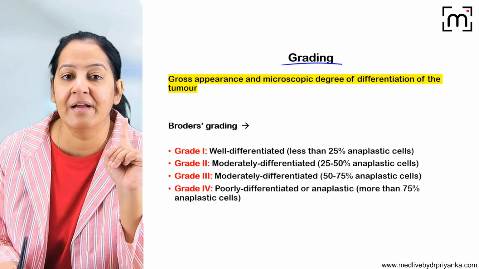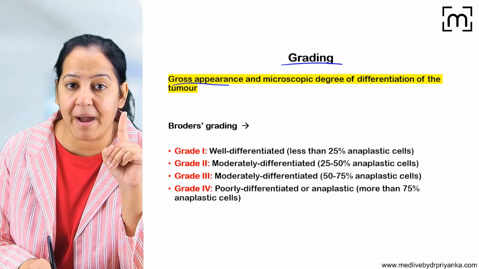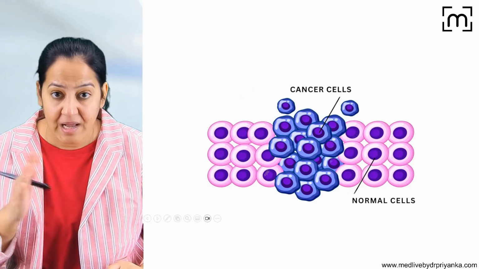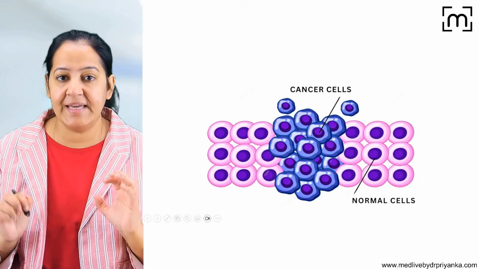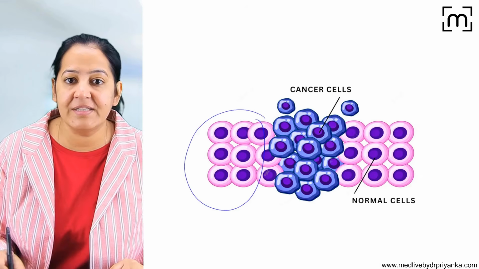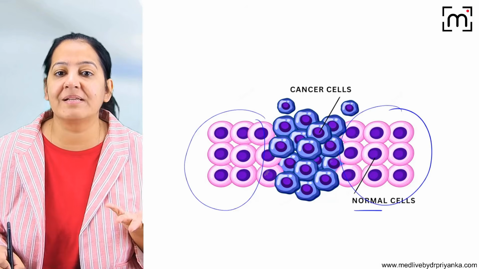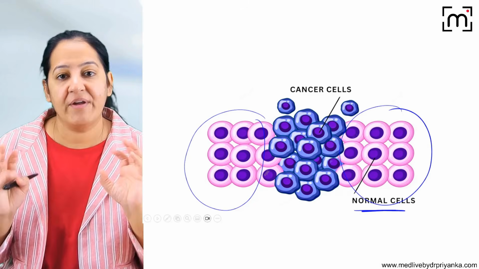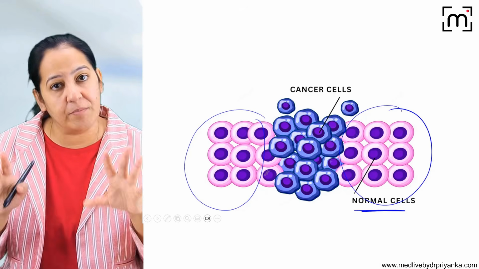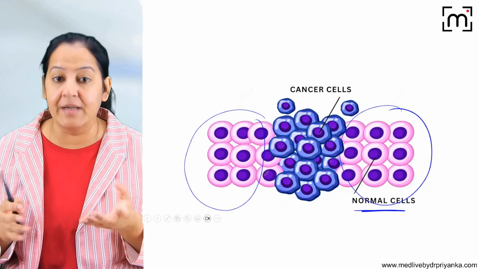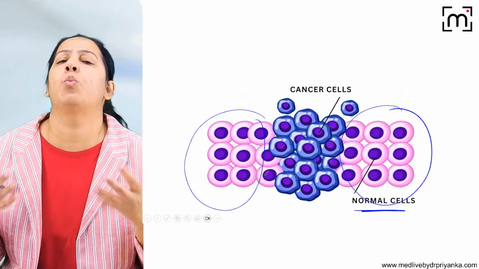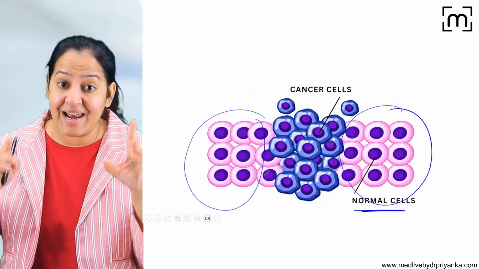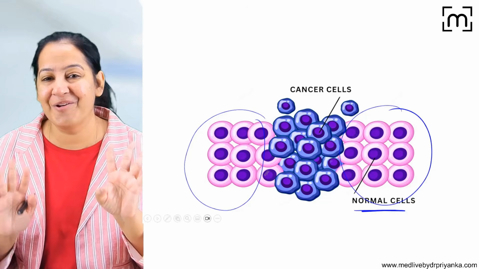Let's start with grading. I told you it is the gross and microscopic degree of differentiation of the tumor cell from the adjacent cell. Now you can see in this diagram the pink cells. These are the normal cells of that tissue. For example, if it is breast, the pink cells are normal breast cells. If it is stomach, pink cells are normal stomach cells. If it is brain, pink cells are normal brain cells. Whatever organ the tumor is in, the pink cells are the normal cells of that organ.